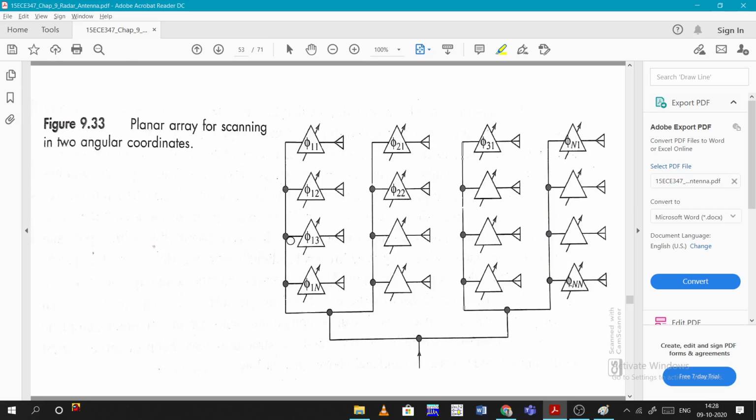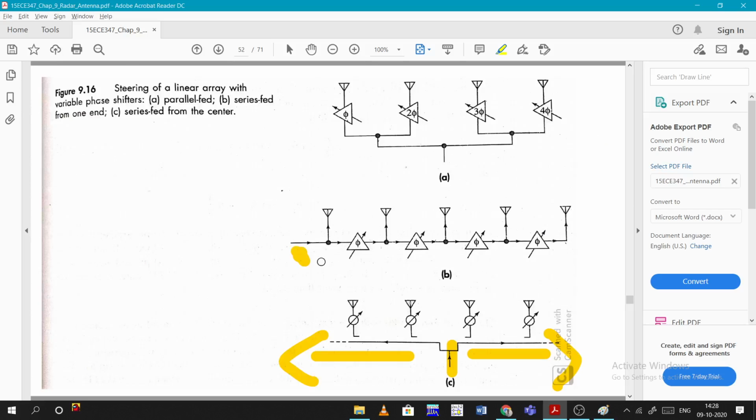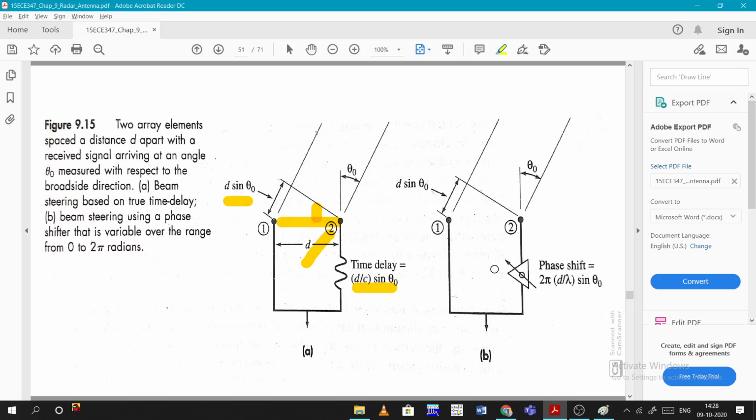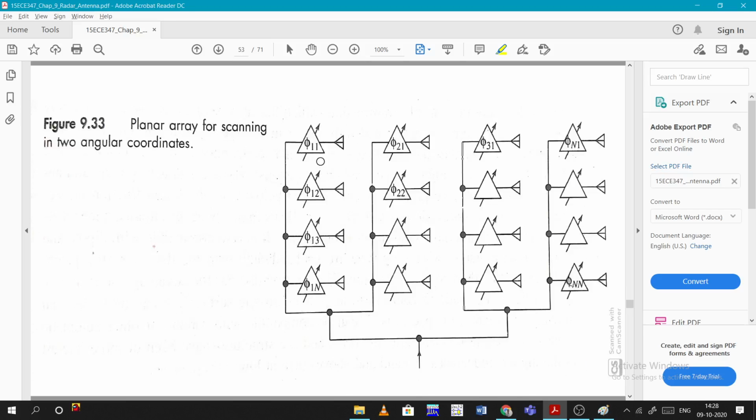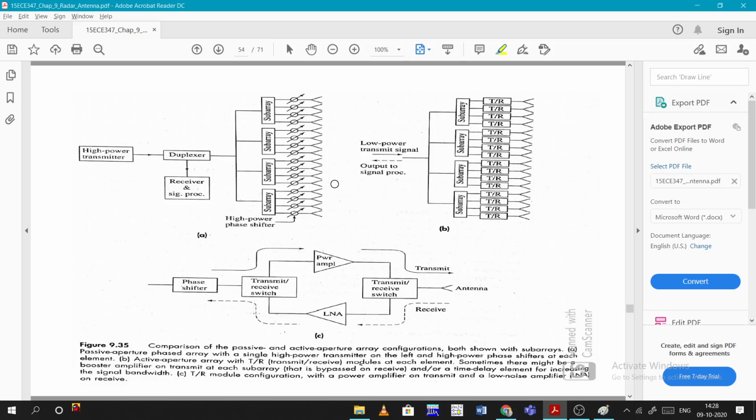Now the previous one had only one axis, the x-axis, only one dimension. Now we will also have the y dimension. It will be in matrix form. So this is how we will be arranging all these arrays, and high power.